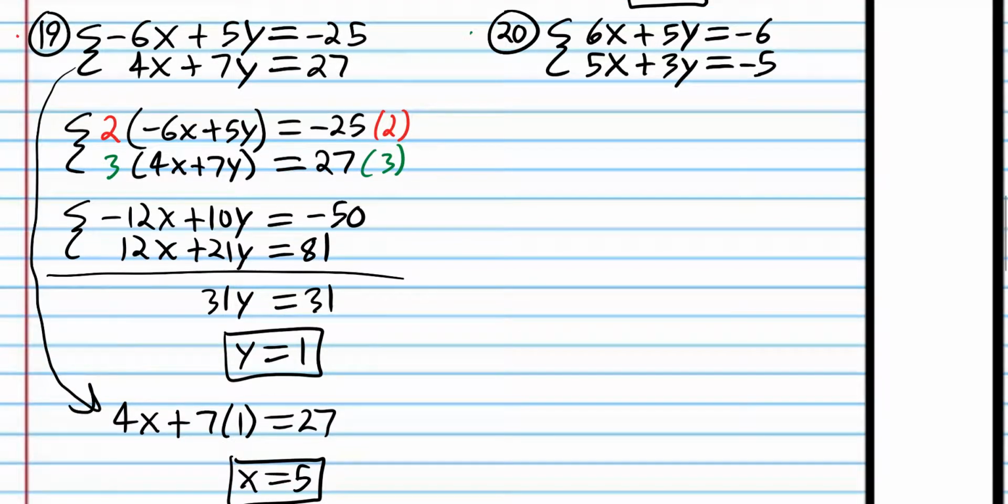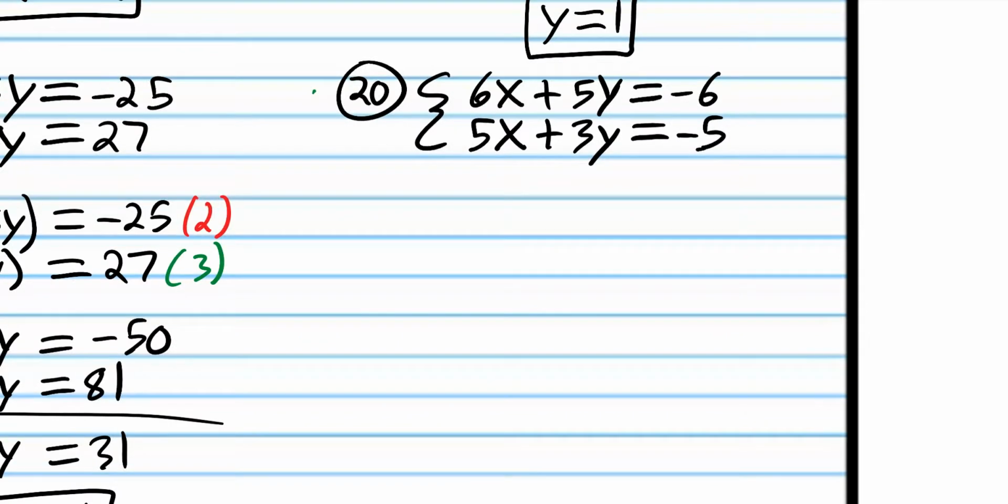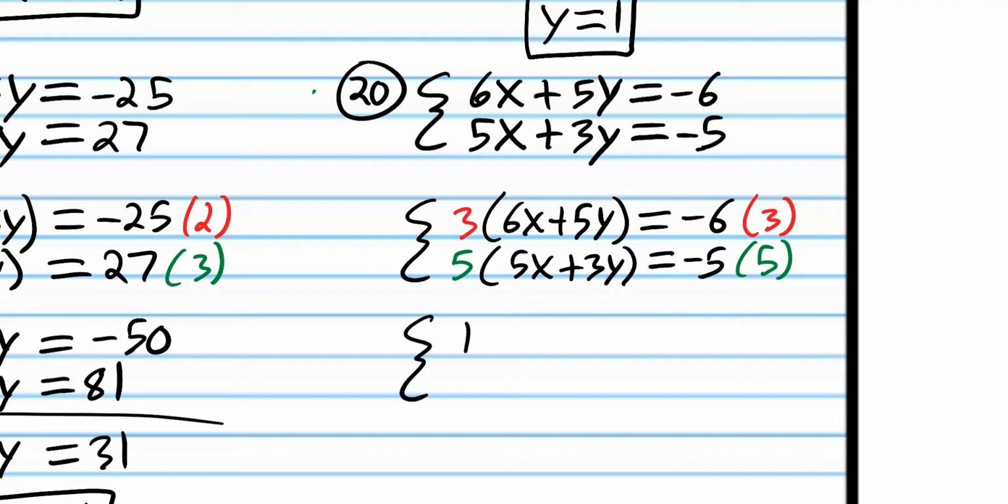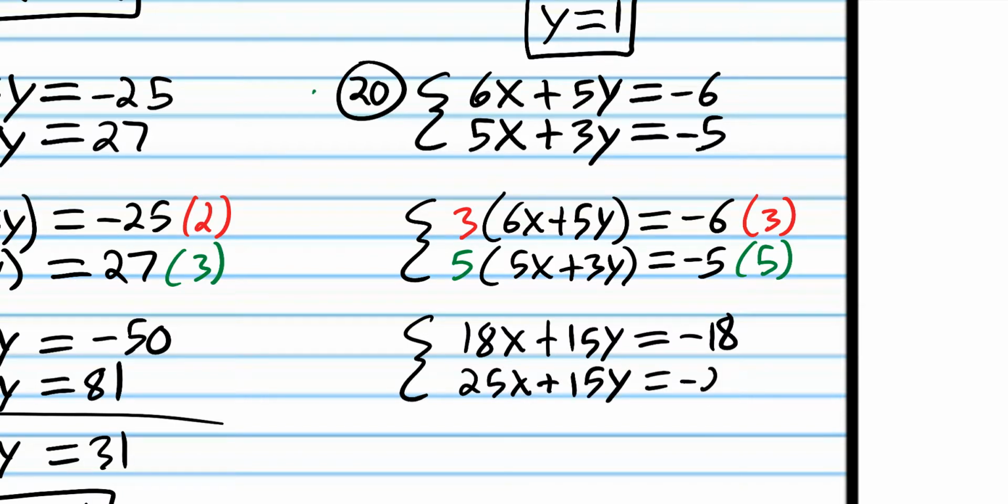All right, we're back. So I'm going to multiply the top equation by 3, and I'm going to multiply the bottom equation by 5, and we'll see where that gets us. So we have 18x plus 15y is equal to negative 18, and we have 25x plus 15y is equal to negative 25.